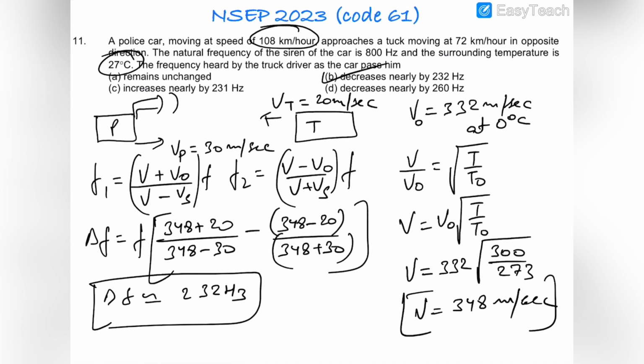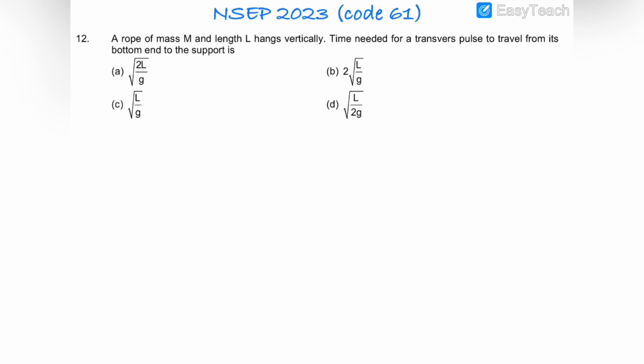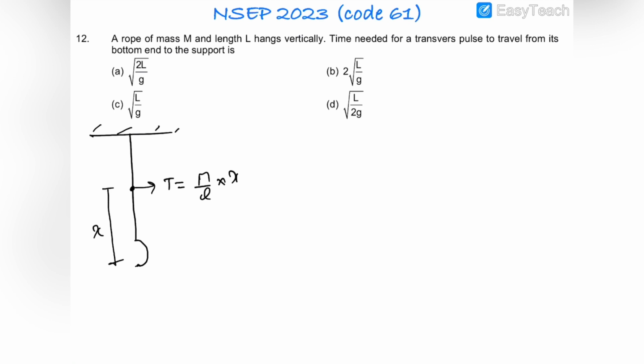Now we move on to the next question. In this question, you can see that there is a rope of mass m which is hanging from the roof and its length is L. We have to find out the time in which a transverse pulse would reach its top. So let us suppose that at this point, which is at a height of x from the bottom of the rope, the tension would be m by L into x into g, because the tension at this point would be balancing the mg of the rope which is below this point.